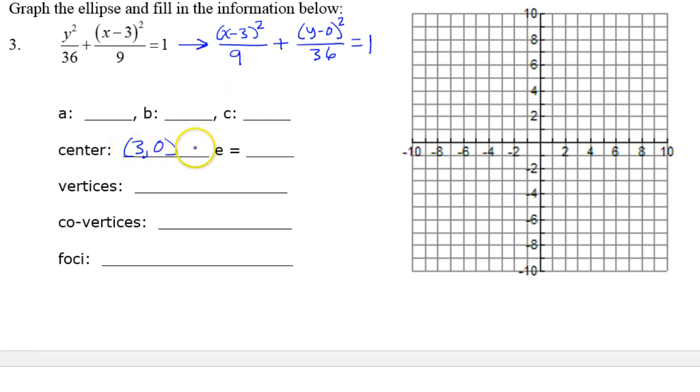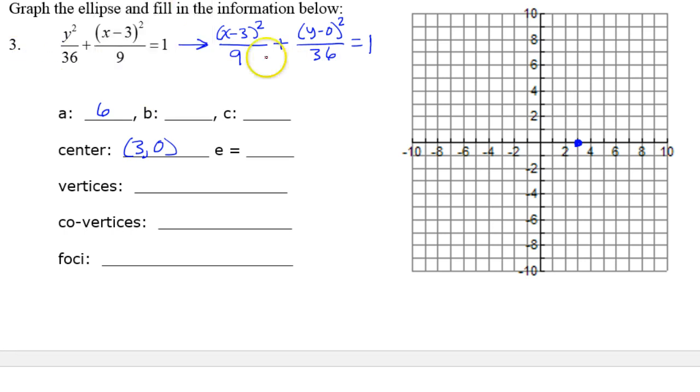Okay, so 3, 0. Let's go ahead and graph as we go. The center is 3, 0, which is right here. The larger number is the one that we consider to be a squared. So if a squared is 36, that of course means that a is 6.